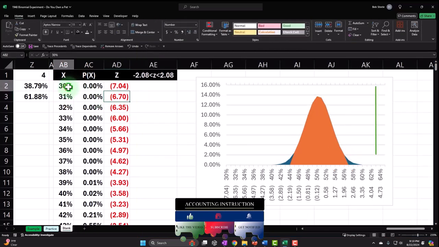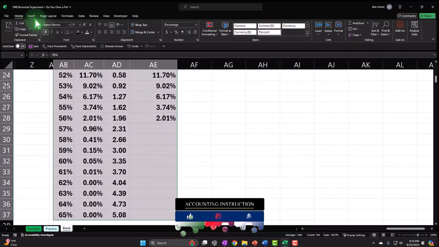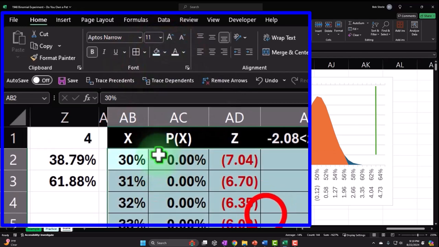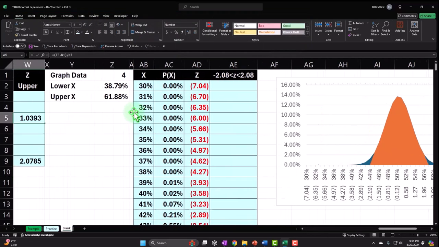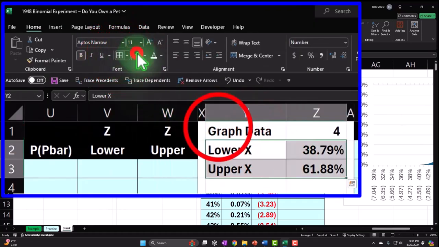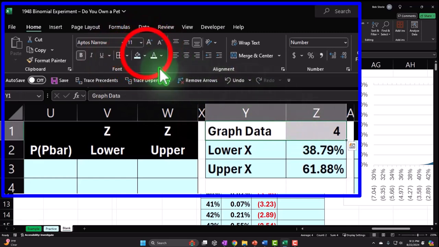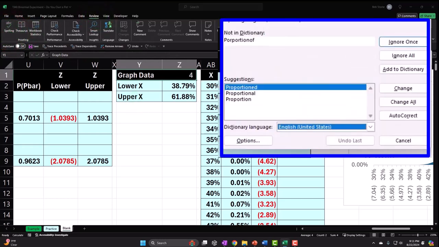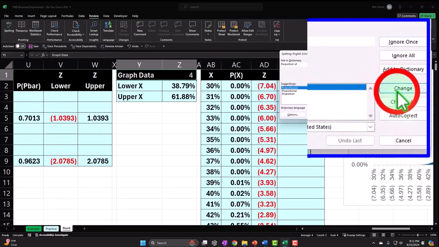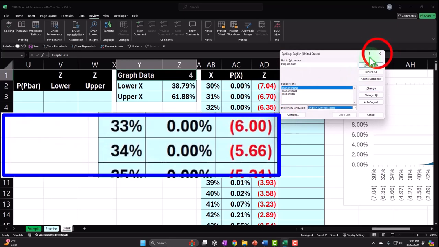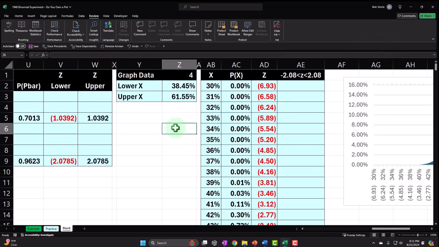All right, so let's go ahead and select all of this and make it calm blue ocean, home tab, font group, bordered, and the blue. Okay, and then we're going to do the same thing here. Let's make this calm blue. And then we'll put a header up top with the black and white. Black, white. Let's do a spell check while we're here. Check the spelling. Proportion of. I think that's what it was supposed to be. Change. The word is not in the dictionary. Okay, whatever. I'm not even going to do that. I'm just going to call that good.